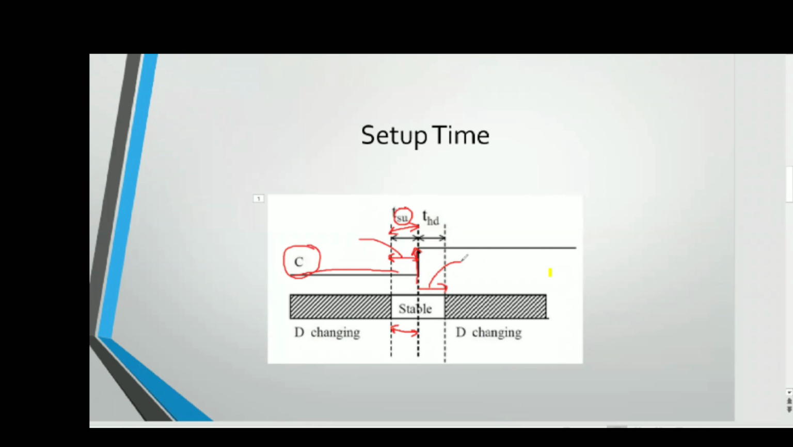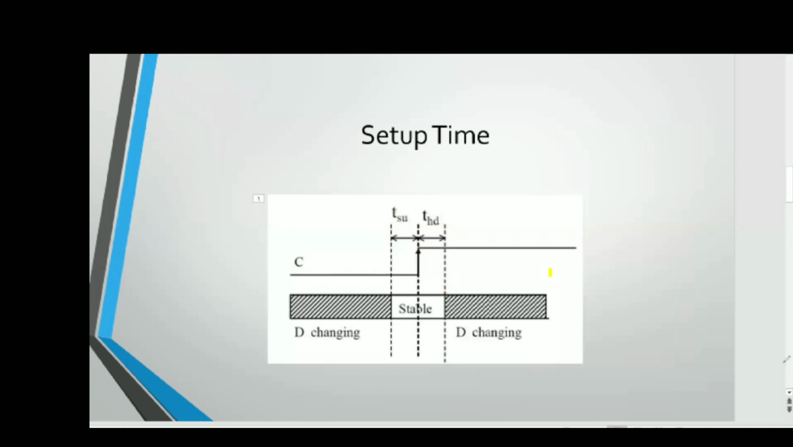As we have seen, TSU is nothing but the setup time for the flop. So the data changing here is allowed, but in this window, it is not allowed to change the data. Why? Because if it is changing here, there are chances that the data may not settle to the correct value. And there is definitely a possibility that the flip-flop may capture improper data.